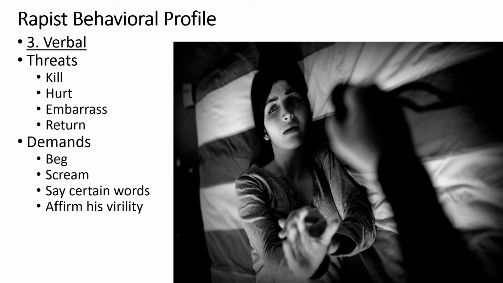He may make demands of her that she beg for her life, that she scream, that she say certain words. All of these are questions that you as an investigator have to ask, because this is how you develop the MO or modus operandi. He may demand that she say certain words. Yes, you were wonderful. Yes, you're a real man. That she affirms his virility. Tell me you've never had anyone better than me. Or affirm his virility in some sense. Force her to say that she enjoyed it.